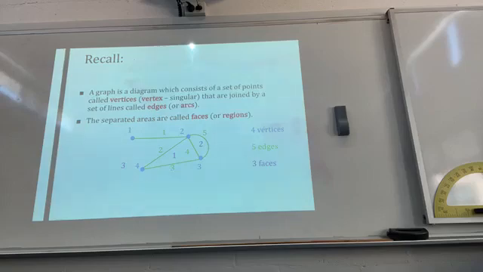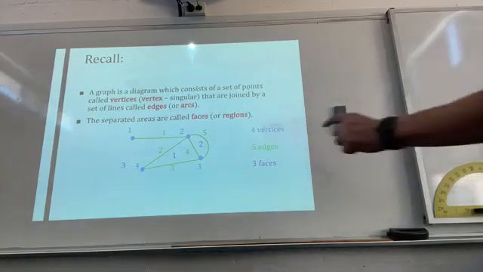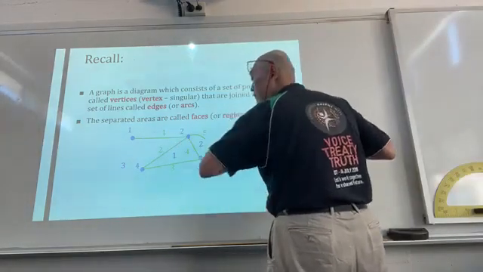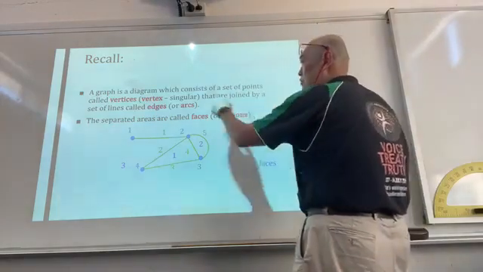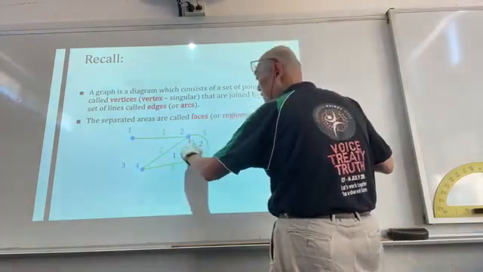Well, I'm going to bring you to the Euler's formula. Before I start the Euler's formula, I want you to recall what is a vertex, what is an edge, and what are faces. All right? So vertex or vertices, just that set of points. All right? These are the points. Vertices, edges joined by a set of lines. Edges are the set of lines.